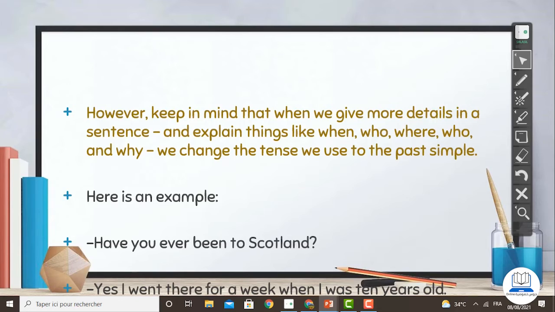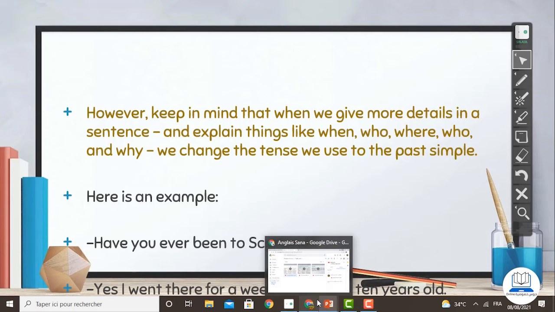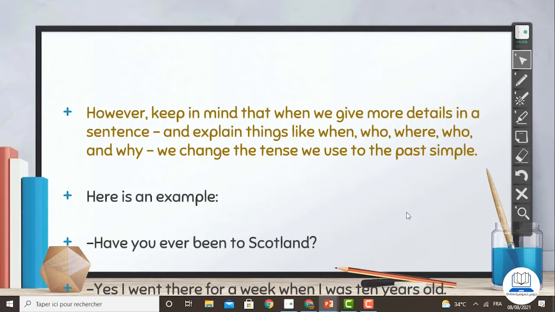Now we have a remark, or a PS. Keep in mind that when we give more details in a sentence and explain things like when, who, where, and why, we change the tense to the past simple. Here is an example. Have you ever been to Scotland? Yes, I went there for a week when I was 10 years old. So here we use the past simple.